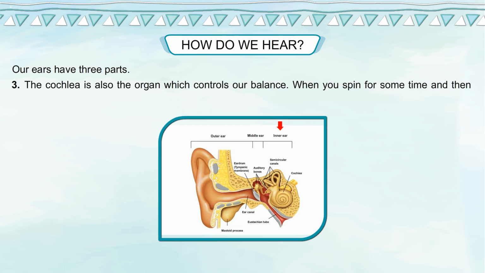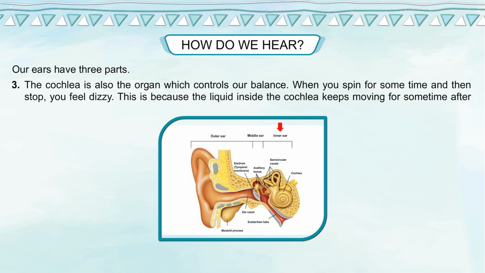The cochlea is also the organ which controls our balance. When you spin for some time and then stop, you feel dizzy. This is because the liquid inside the cochlea keeps moving for some time after you stop.